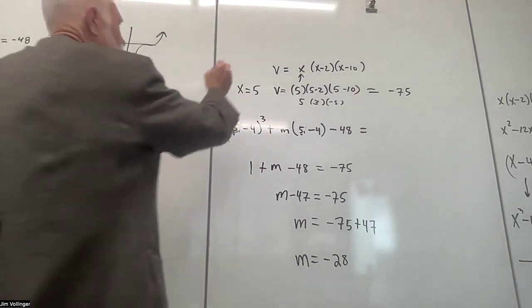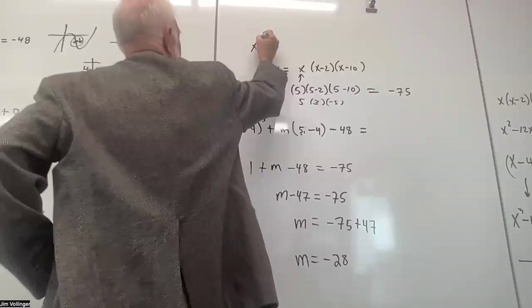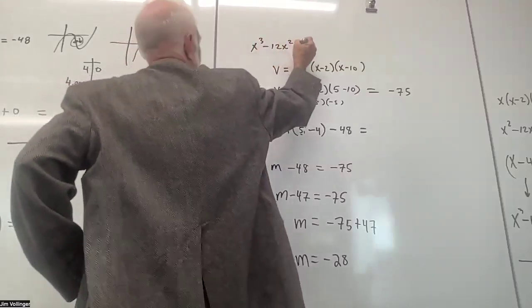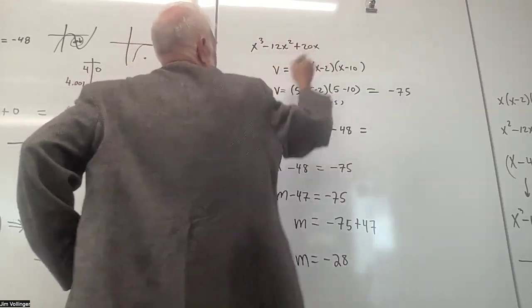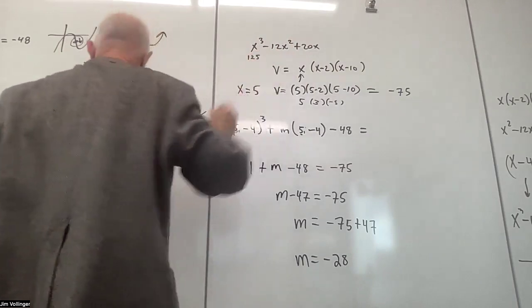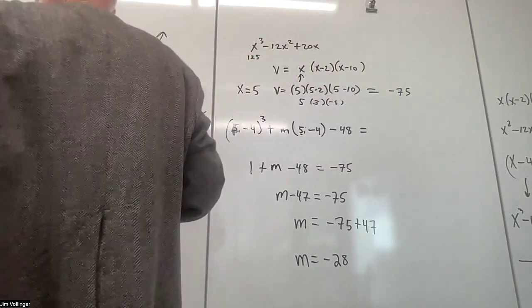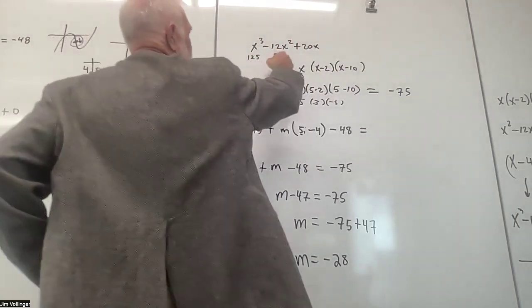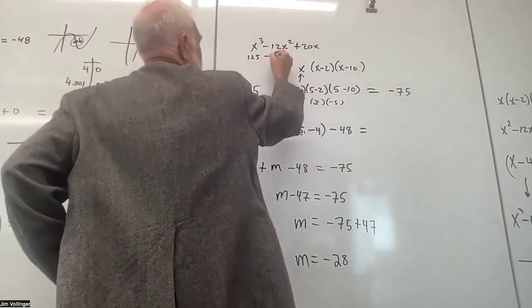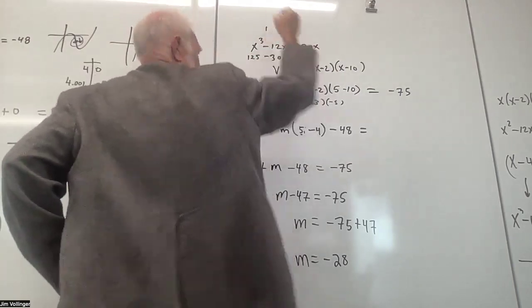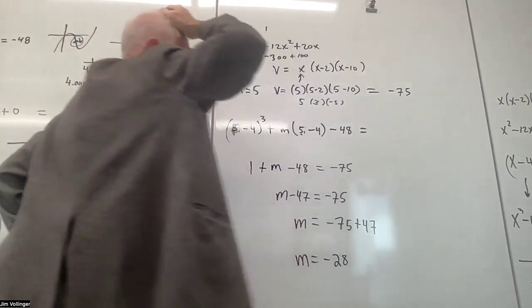Now, the original was, oh God, I hope I don't have to do this video again. I'm losing my train of thought. All right, if I put 5 in there, I got 125. Did I do it somewhere so I can save time? Thought I did it somewhere. 125 minus 300 plus 100. So yeah, okay, so minus 75 is correct.